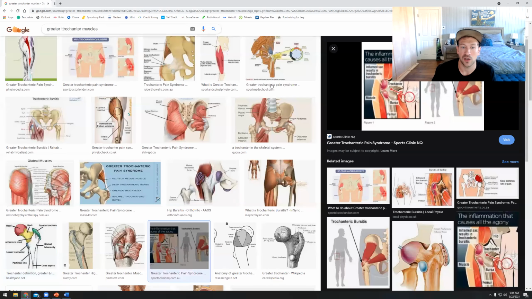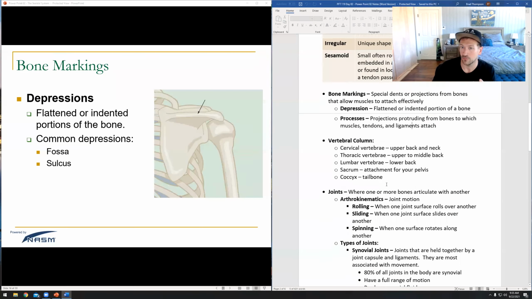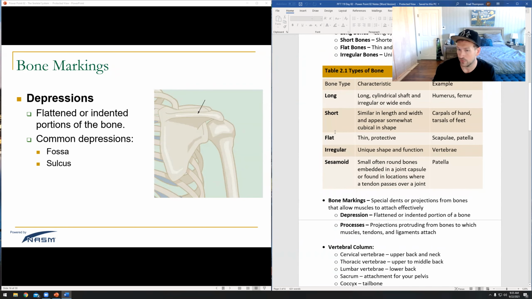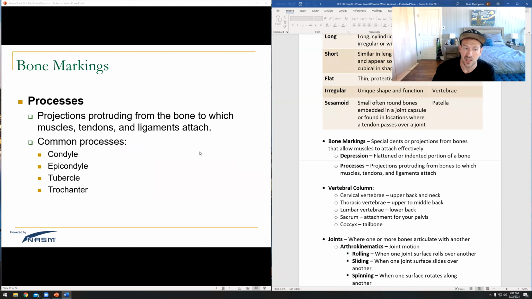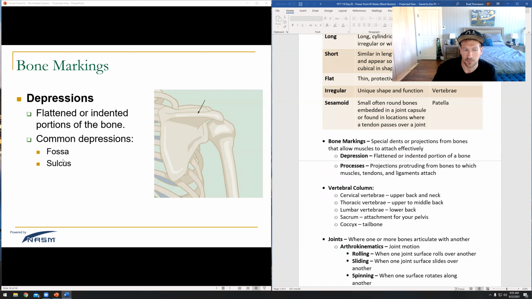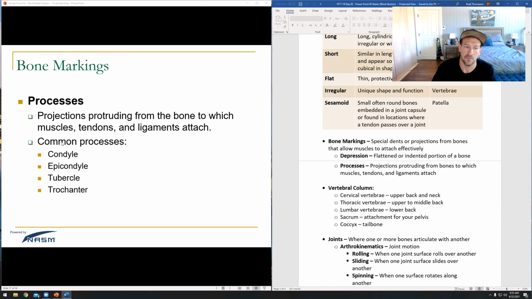So that's the bone markings that we've got. All of your bones, whether they're long, short, flat, or irregular, have these markings on them that allow your muscles to get a really good attachment. The depressions are dents, and the processes are projections. There's a lot of different types of them. Depressions are sometimes called fossas or sulcuses. Processes are sometimes called condyles or epicondyles, tubercles or trochanters.